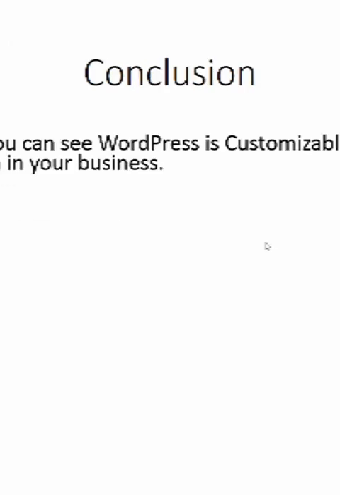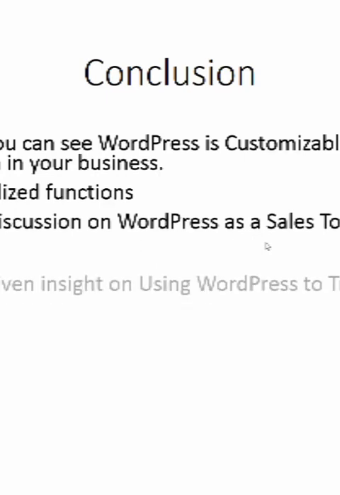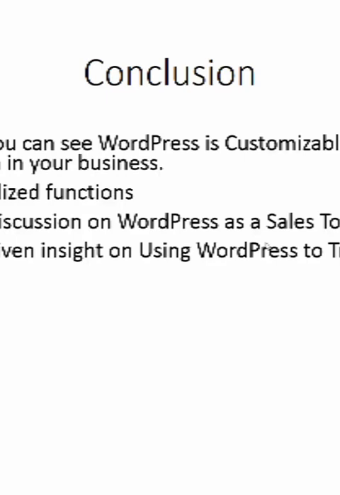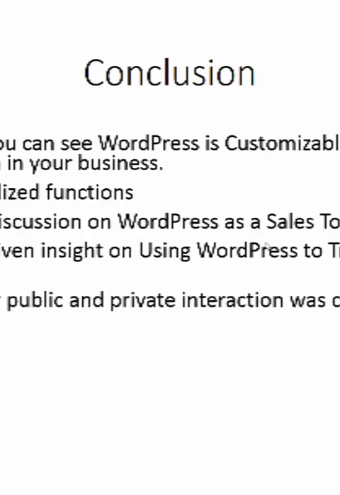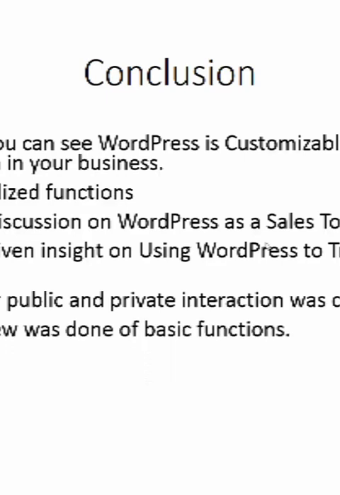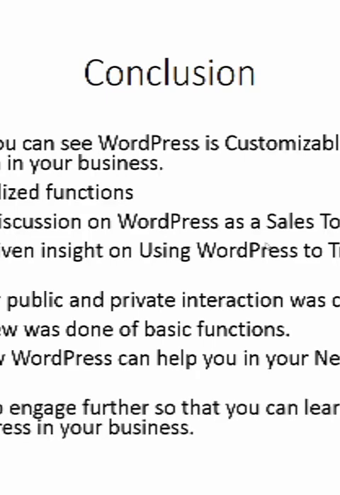In conclusion, as you can see, WordPress is customizable to what you need for communication in your business. You've seen specialized functions. You've heard the discussion on WordPress as a sales tool. And you've been given insight on using WordPress to train and track your team's activity. Documentation for public and private interaction was covered. And of course, a review was done of basic functions. You now know how WordPress can help you in your network marketing business. Now, you'll want to engage further so that you can learn exactly how to implement WordPress in your business.